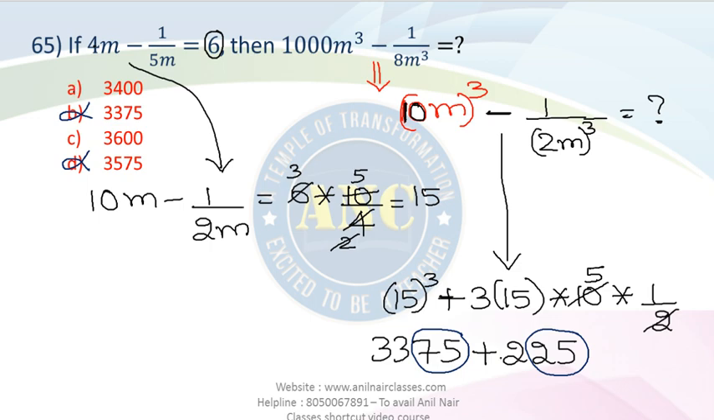But again think a little logically, sir. 3375 plus 200 itself is more than 3500. How can the answer be less than 3500? The answer should be 3600.